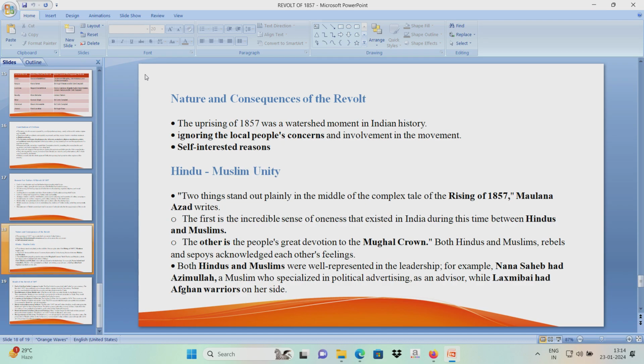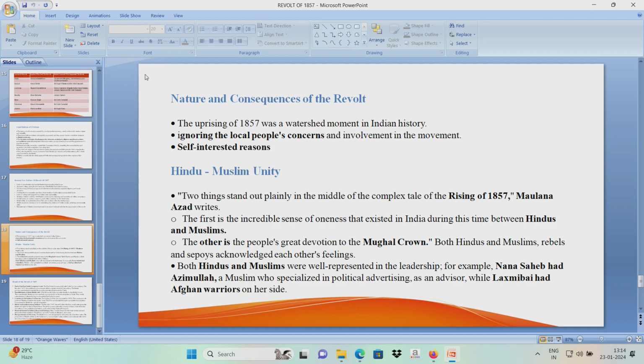Two things stand out plainly in the middle of the complex tale of the rising of 1857. Maulana Azad writes about this. The first is the incredible sense of oneness that existed in India during this time between Hindus and Muslims. The second is the people's great devotion to the Mughal crown. Both Hindus and Muslims, rebels and sepoys, acknowledged each other's feelings. Once the insurrection was successful in a given location, an immediate ban on cow slaughter was imposed.